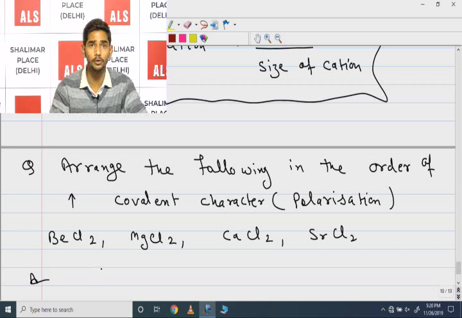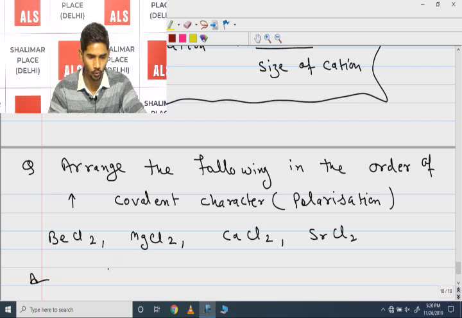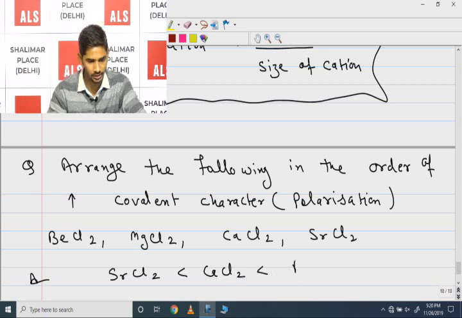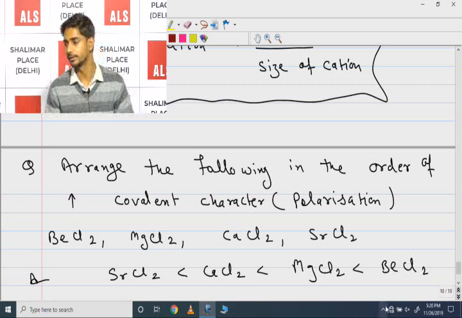C. On moving down the group, size of cation increases. So beryllium should have the smallest size and Sr should have the biggest size among all these. So this one will be the order. Got it? Very good answer, guys. Okay, so let's move on to the next point.